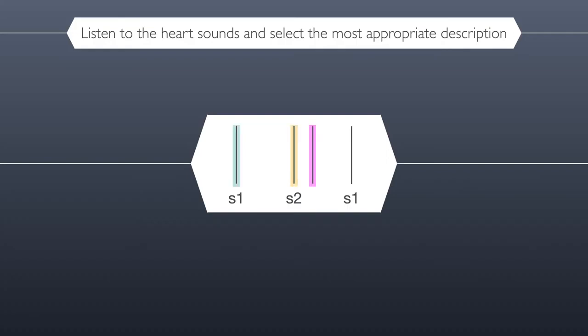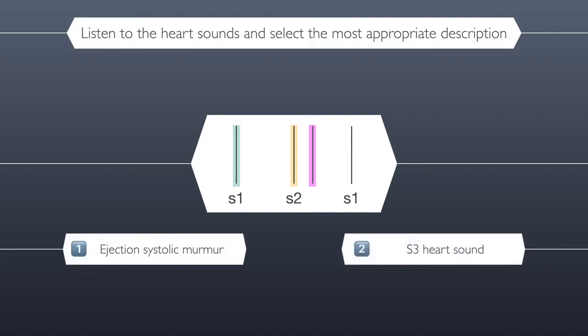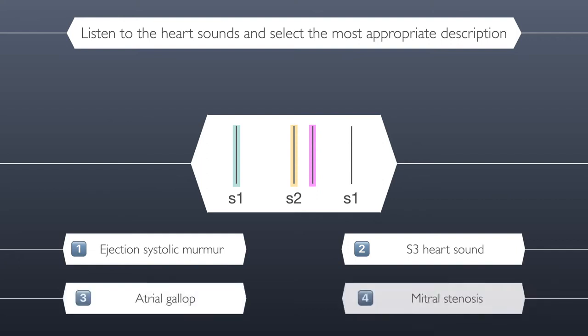Okay, so here are your 4 possible answers, and remember, only one of them is correct. Is the correct answer ejection systolic murmur? Or is it the S3 heart sound, the atrial gallop, or mitral stenosis? The most appropriate description here is the S3 heart sound.